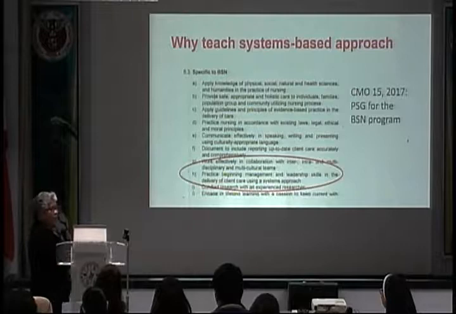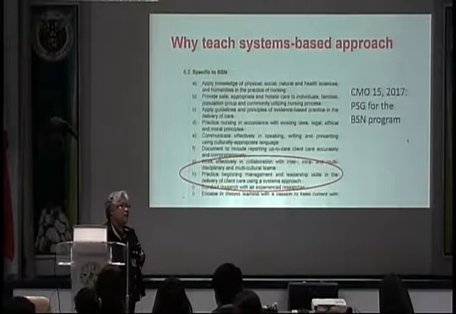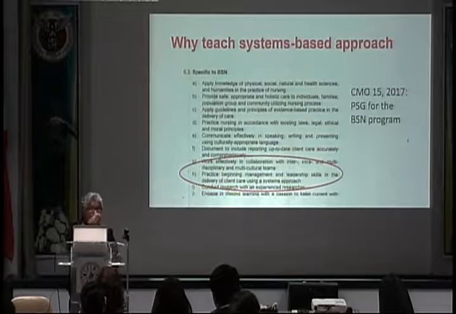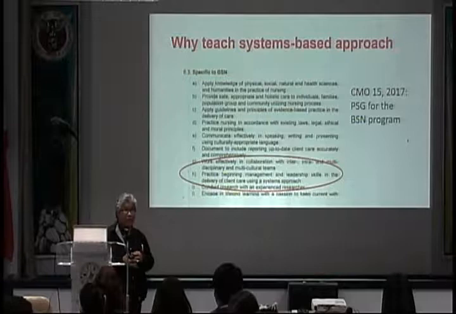Okay. So, I hope that by this slide, you're already convinced that there is a legal, political, and administrative basis why we have to teach the systems-based approach. Okay? Yes, syempre. Dahil teacher tayo at expected na ituro ang systems-based approach, then the first thing we have to do is to become familiar with systems-based approach. Ano bang concept nito?